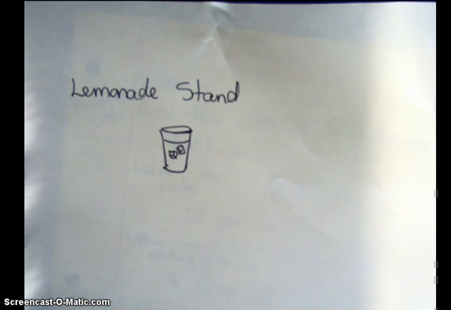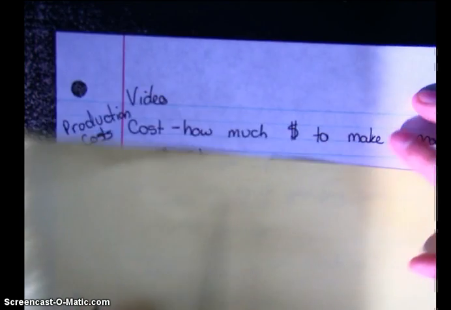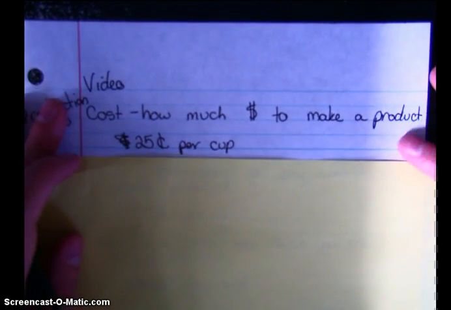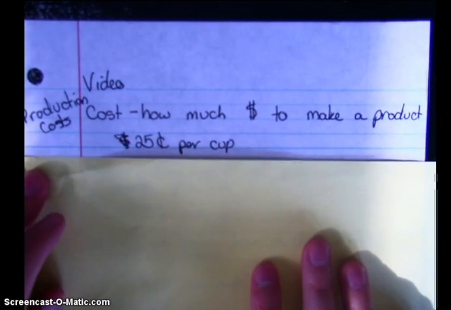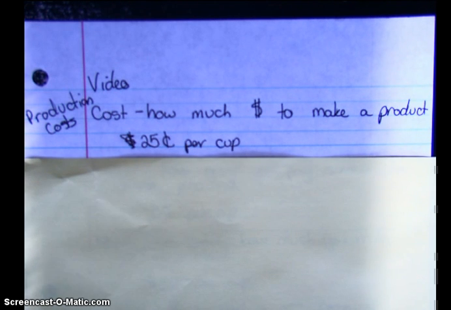So the first thing we have to worry about is getting materials for our lemonade stand, right? You can't make lemonade without water and lemons or a lemonade mix. So we have to look at what materials we need and how much it's going to be for us to buy them. So here's your first vocabulary word to copy down. Cost is how much money it takes to make a product. Costs can sometimes be called production costs, and really it's how much money it takes to make your product.